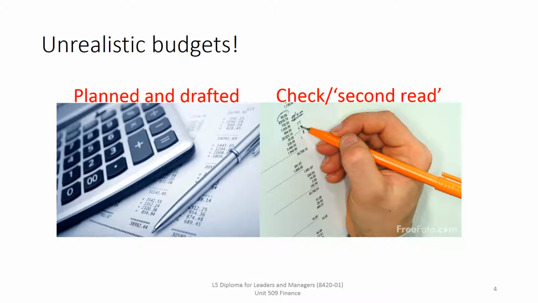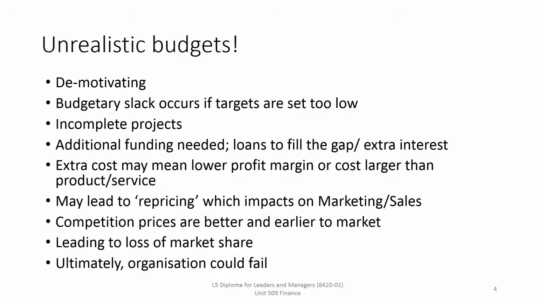And there's a number of issues that unrealistic budgets can cause. And those consequences could include things such as demotivation. Unrealistic budgets and targets, as we talked about before, can be very demotivating. The budgetary slack that occurs if the targets are set too low could mean that there's money tied up there that could have been allocated elsewhere.